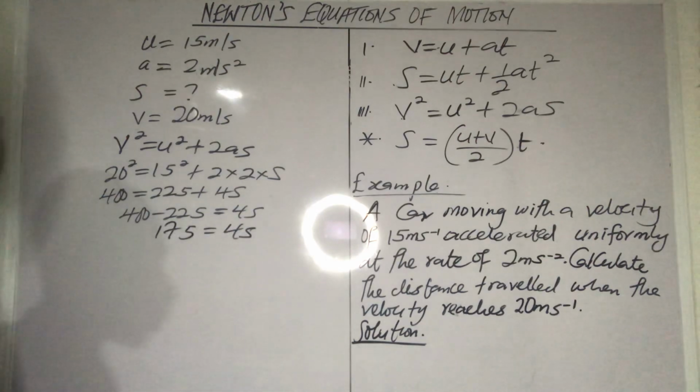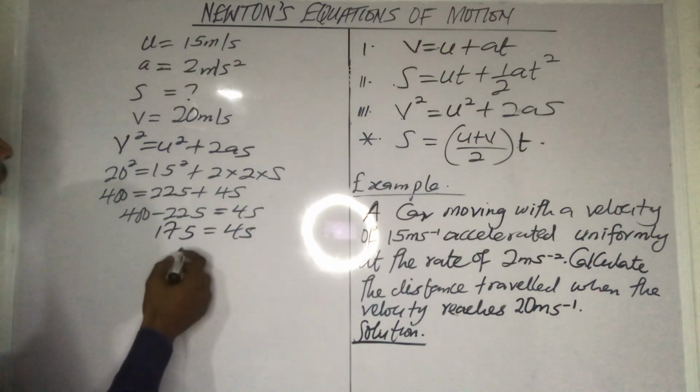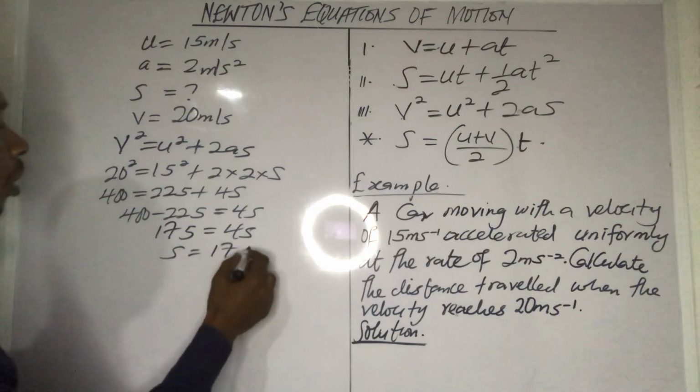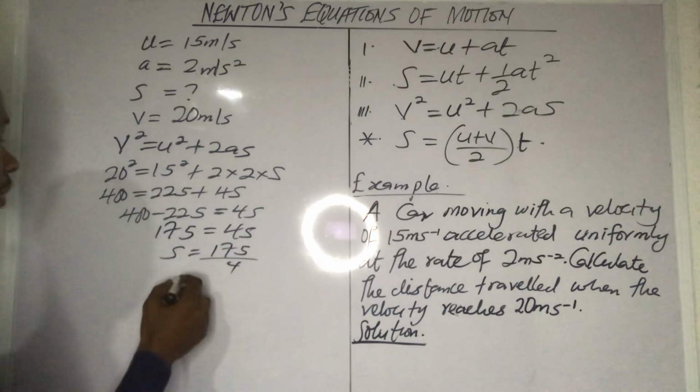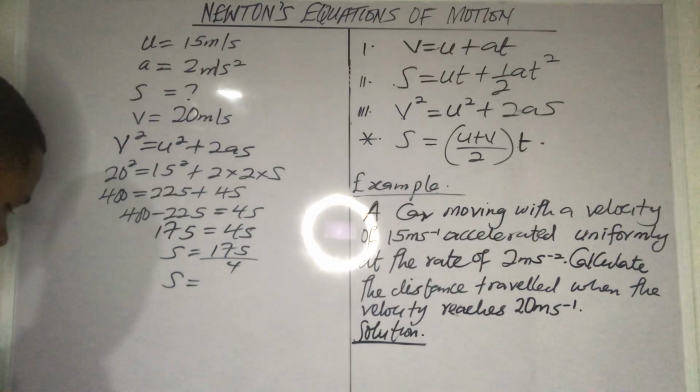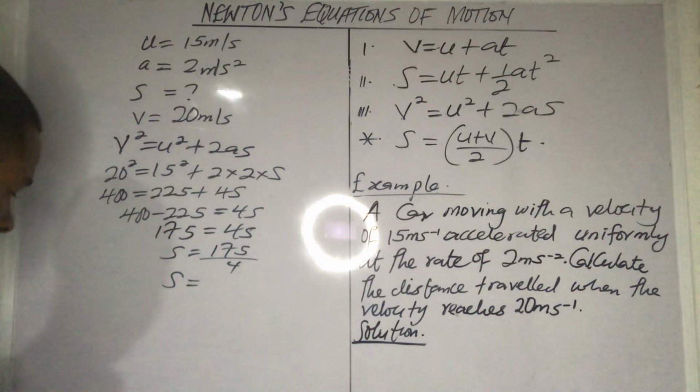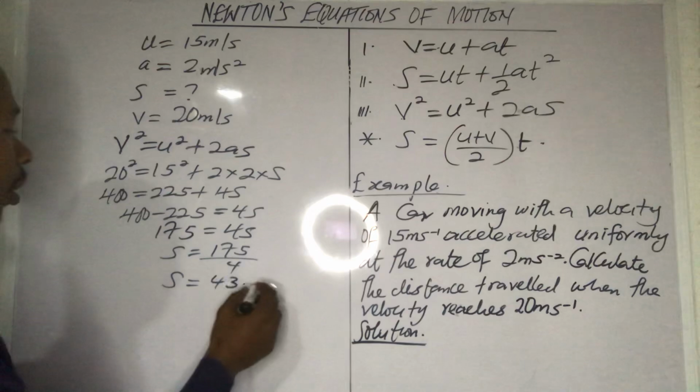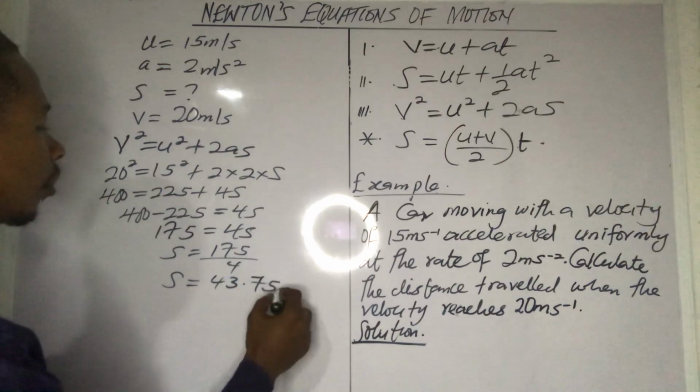I'm looking for x. I will divide both sides now by 4. Then my x will be 175 divided by 4. So my x should be equal to 43.75 meters.